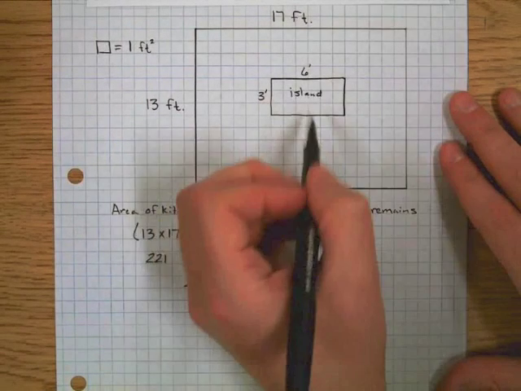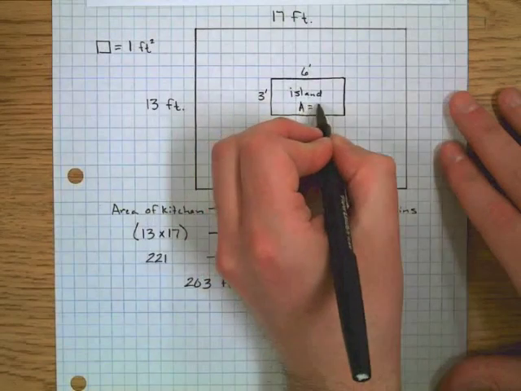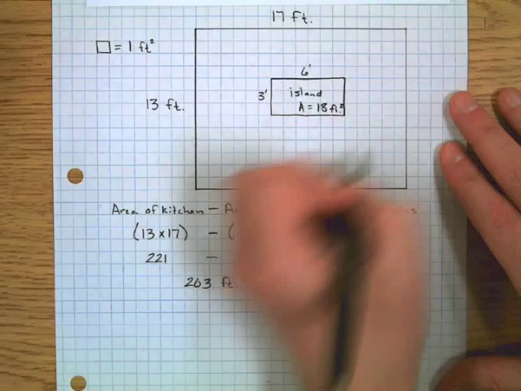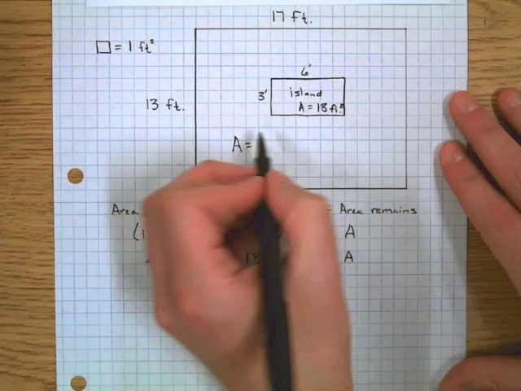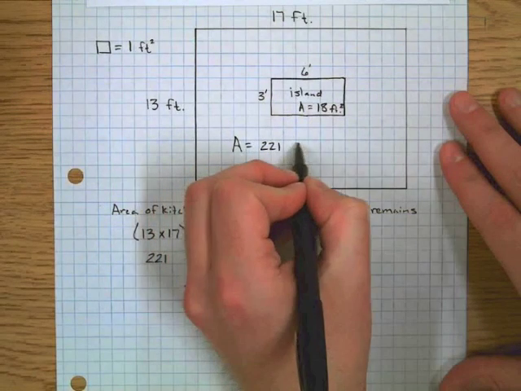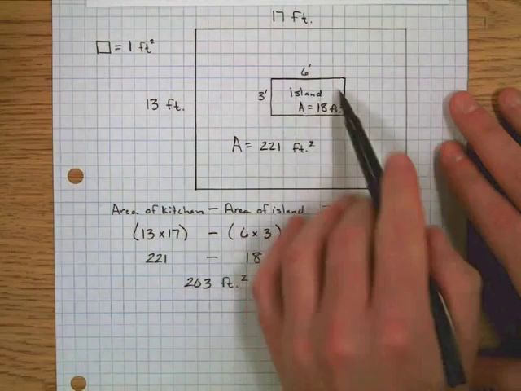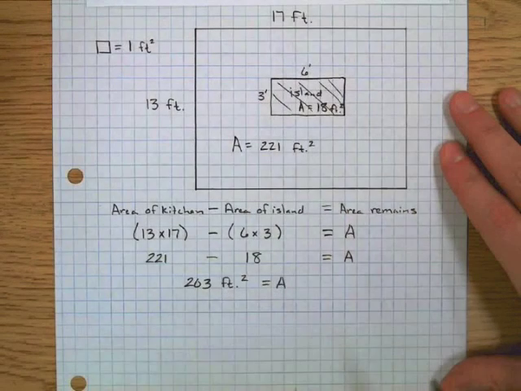So I could even go back in and say in here, the area of the island is 18 square feet. The area of this whole space up in here is 221 square feet. So I'm having this and I'm just eliminating this, and I'm left with 203 square feet.